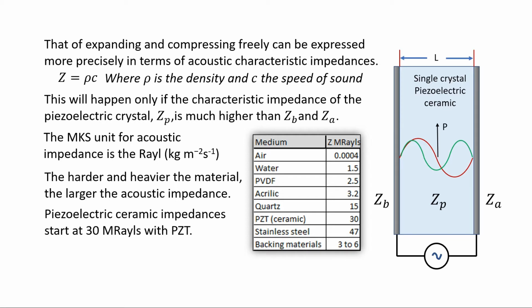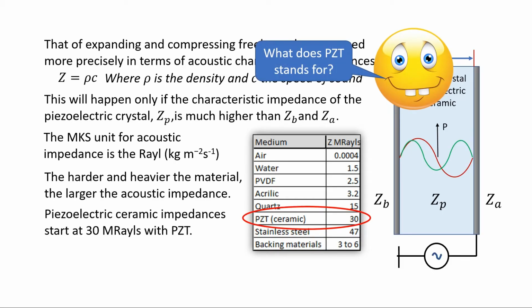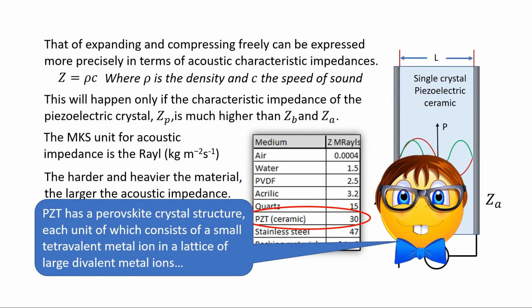Piezoelectric ceramic impedances start at 30 megarayls with PZT. What does PZT stand for? PZT has to do with lead zirconate titanate. It's the most used piezoelectric ceramic for ultrasound transducers. It is the preferred choice for being physically strong, chemically inert, and relatively inexpensive to manufacture. Did that help? PZT has a perovskite crystal structure, each of which consists of a small tetravalent ion in a lattice of large divalent metal ions. Sebastian, stop. Enough.